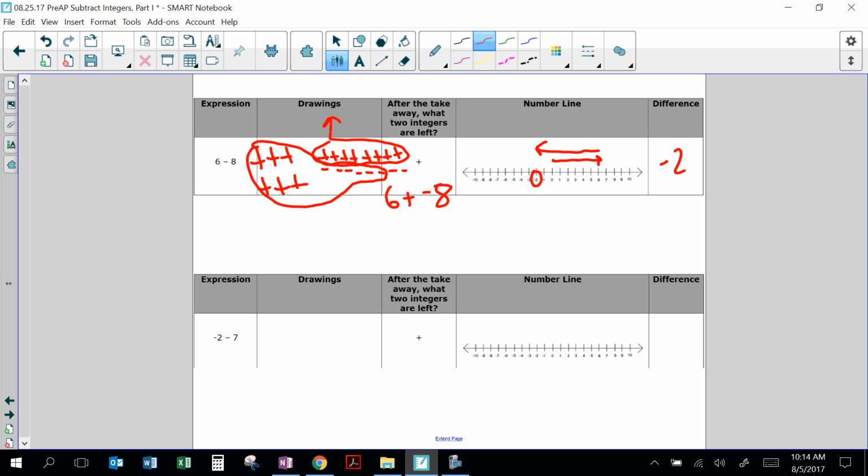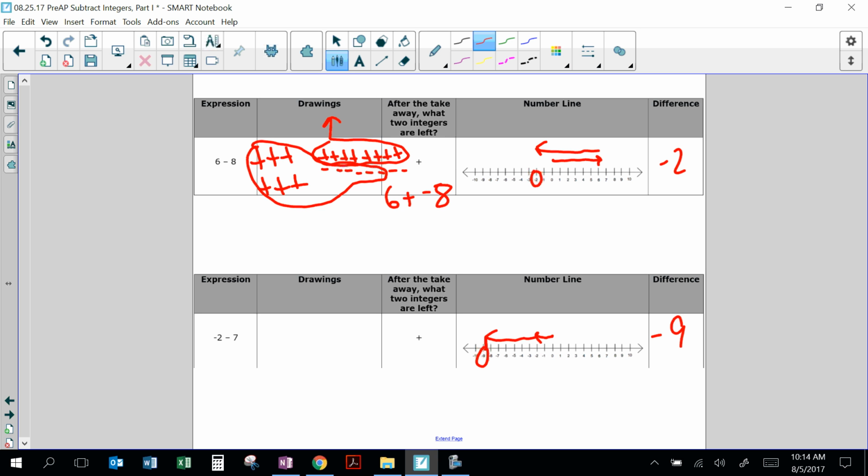-2 minus 7. So we could do a real world situation. You lost $2. Minus 7 means you lost 7 more dollars. What is your financial situation? You lost 2, then you lost 7, so you lost 9 in all. So you're at -9.